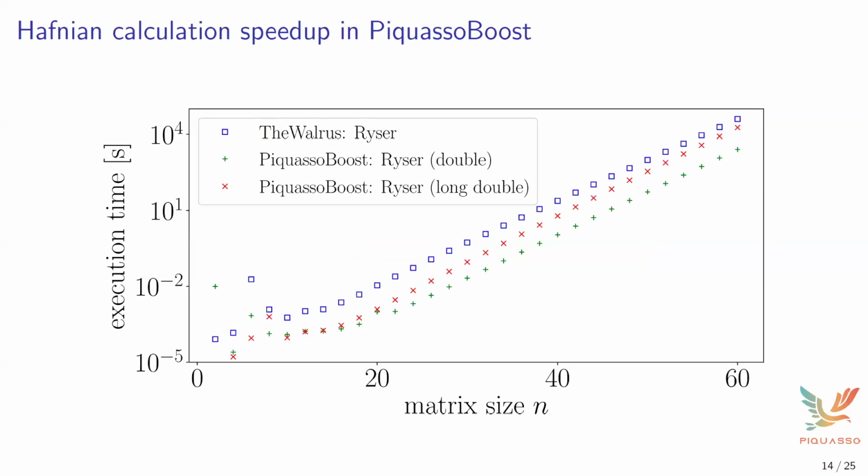And just to mention the Gaussian simulator capabilities, we have also implemented in the Piquasso Boost plugin the Hafnian calculation, which is the quantity which you want to use to reproduce the advantage scheme, which I have introduced before. It shows that our calculator or algorithm is an order of magnitude faster than the previous solution.